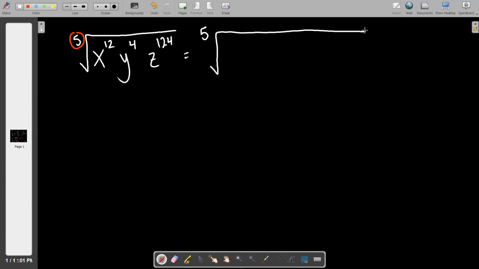So what are we going to do with the 12? Nice job. We're going to bust them up into x to the 10th times x to the 2nd. Everybody see where Lane got that 10 from? We want it to be divisible by 5. What are we going to do with the y to the 4th? Leave it alone. It doesn't even have enough to make a 5-pack.